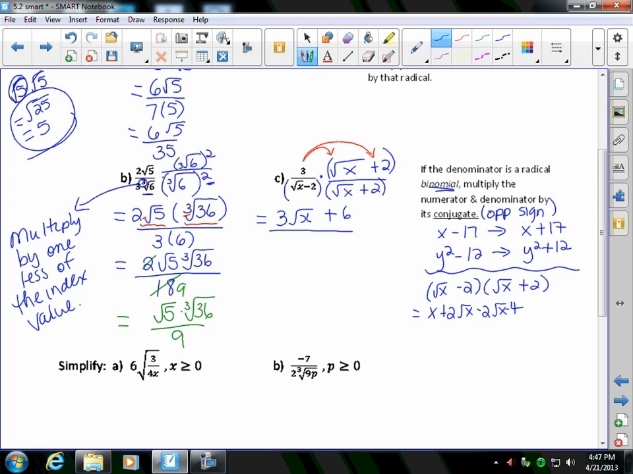What you notice here is I have x, and then right here I have plus 2 square root x minus 2 square root x. And this is why we multiply by the conjugate, because it gets rid of that middle term. 2 minus 2 is 0, so I have 0 square root x, which is just 0. So this actually equals x minus 4.